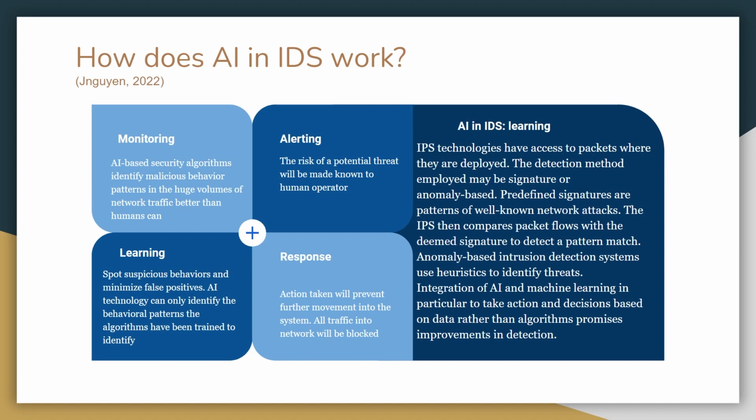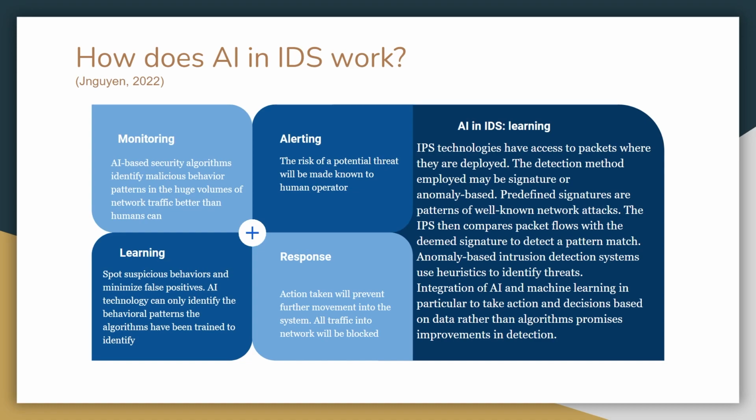IPS systems monitor networks, traffic, and activity across devices and servers. The monitoring and learning functionalities go hand in hand. AI-based security algorithms are implemented to identify malicious behavior patterns that humans otherwise would not be able to detect as thoroughly due to the huge volumes of network traffic.